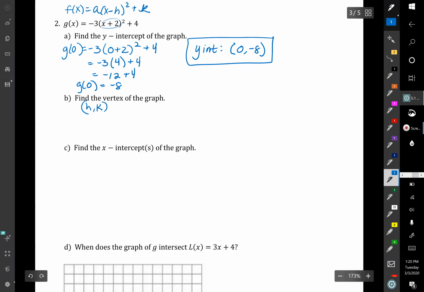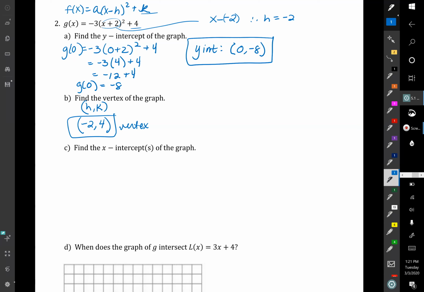So I'm just going to pull this out. So actually x plus 2 would be x minus (-2). So therefore h equals -2. So h would be -2 and k is just plus 4. That's our vertex. That is a nice quick method there.